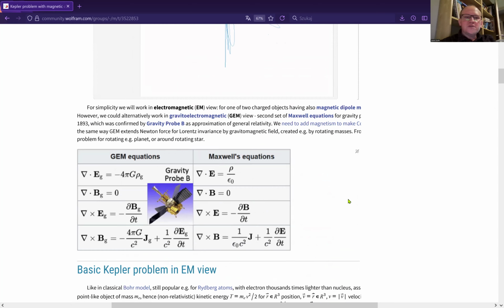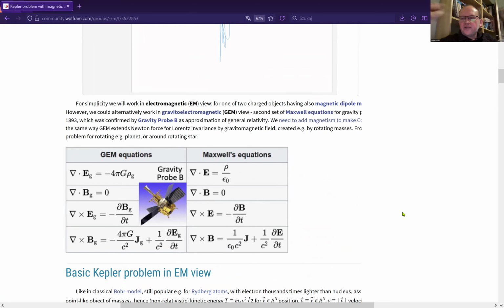The standard Coulomb interaction, just attraction and repulsion, is not Lorentz invariant. So it's crucial that we add magnetism to make it Lorentz invariant. We can do the same with gravity, with the Newton force. We should add the so-called gravitomagnetic field to make it Lorentz invariant. This is the first correction to the Newton approximation of general relativity, which was directly tested by Gravity Probe B, the most famous test of gravity beyond Newton. So we need this second set of Maxwell equations.